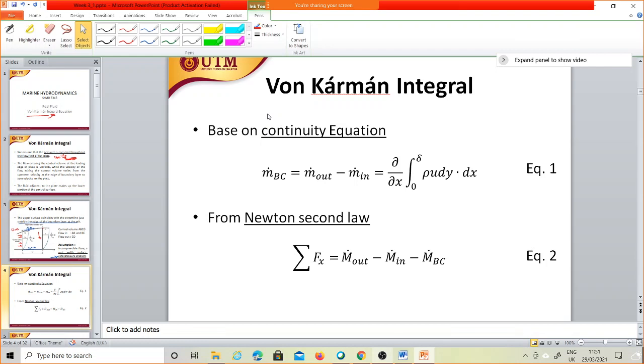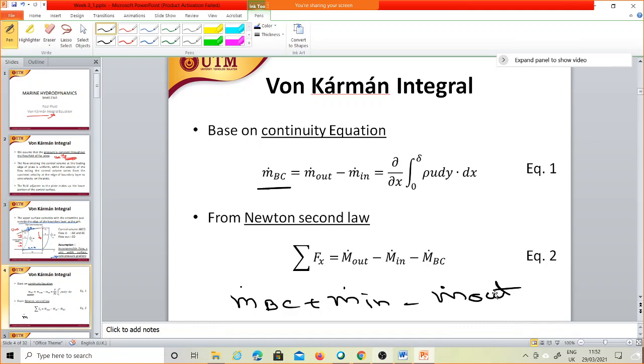Okay, so based on the continuity equation, what will we get now? In this case, in is equal to out, right? So m dot AB plus m dot BC is equal to m dot out.